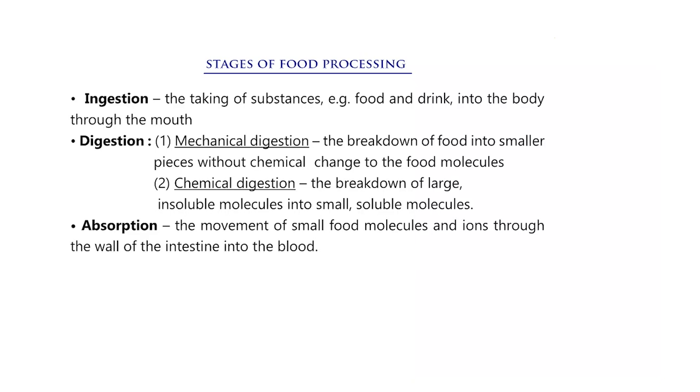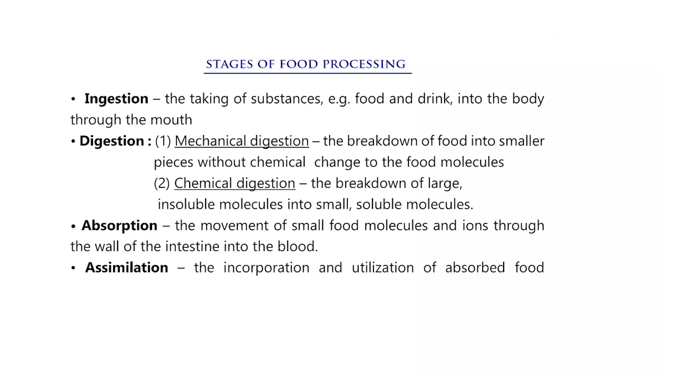Here the food has been digested, the insoluble has been converted to the soluble, and therefore can be absorbed and moved from the intestines into the blood stream. Next is assimilation. Assimilation is the incorporation and utilization of absorbed food molecules into the cells of the body for energy, growth, and repair. So the body, after it has absorbed the food, will now utilize the food to generate energy, for growth, and for repair.